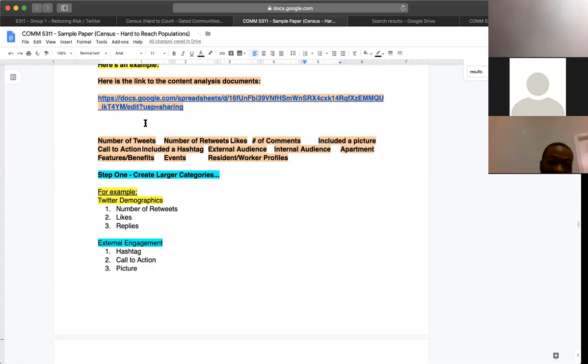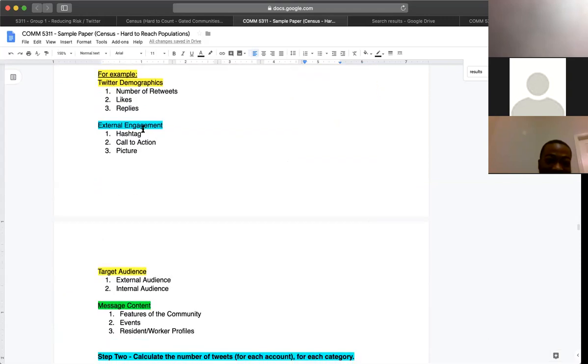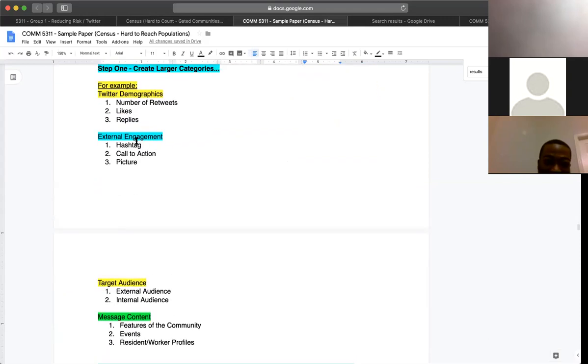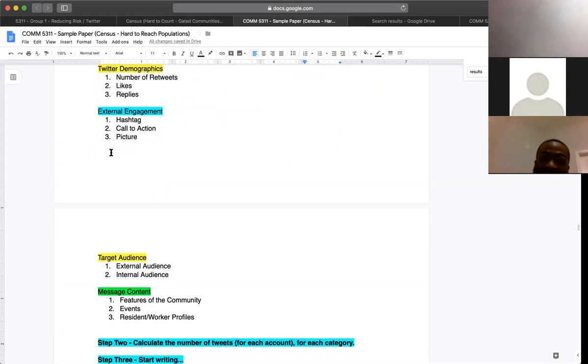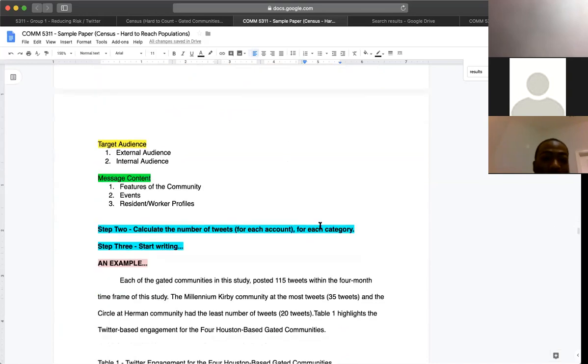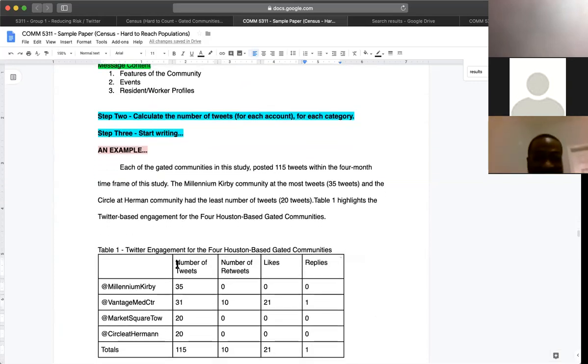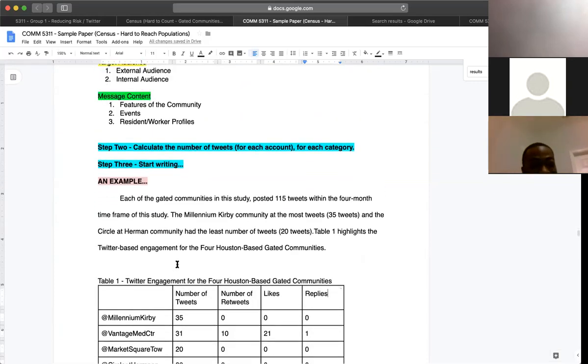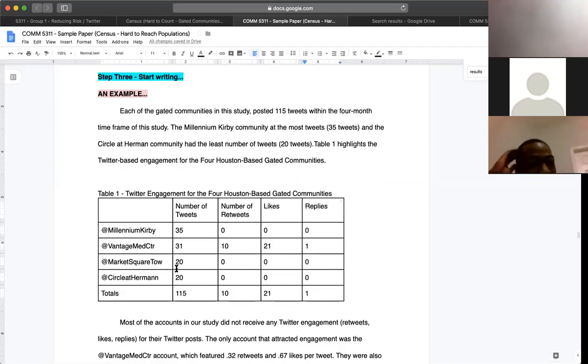Okay. But I'm pretty sure somebody in my group already started. But my thing is, I just have to get organized before I start writing. Oh, okay. So this was an example of organization. Yes, should you need it. So step 1, create the larger categories. Step 2, calculate the number of tweets. Step 3, start writing. Okay. I was wondering if I could look at the raw data and jump to step 3, then I'd be okay. Yes, you would be okay. Cool. That's what I wanted to make sure, because I wanted to make sure that I get everything above that, then the example and things like that.